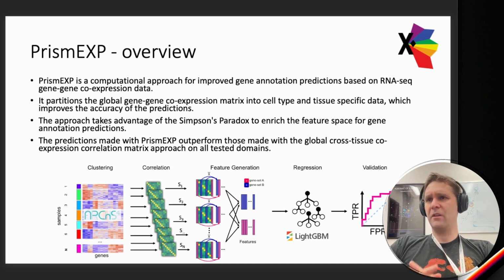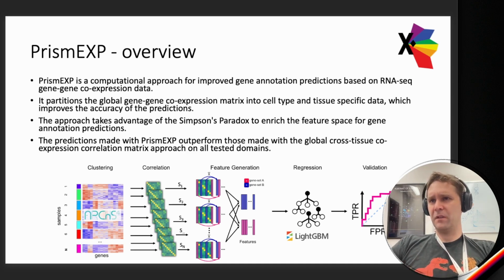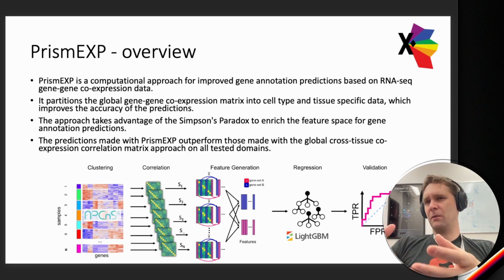So there's basically 5 main steps. The first step is clustering the gene expression data. Clustering means we want to identify samples that look similar, and that means they probably come from the same tissue or the same cell line, so they have something in common. And then we calculate the correlation of pairs of genes within each of these clusters.